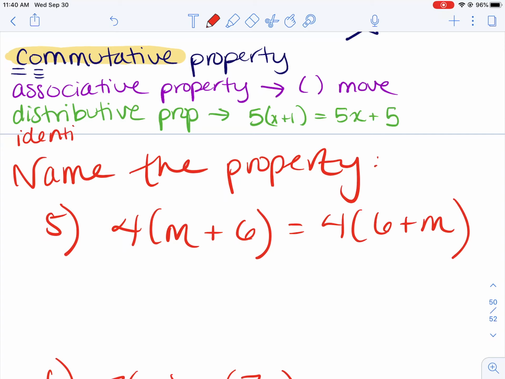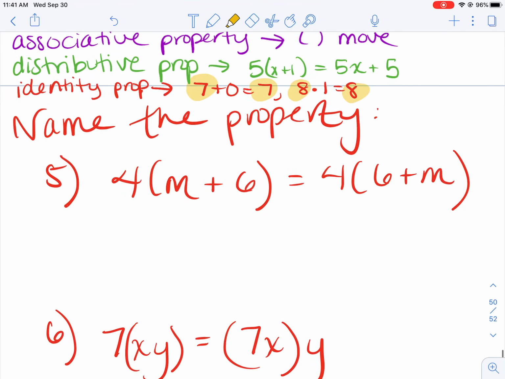Okay, and then we also have some others, like our identity. Our identity properties tell us, for example, if I start with 7 and I add 0 to it, I'm left with 7. If I multiply 8 by 1, I'm left with 8. So the idea of an identity property is you start with 7, perform an operation, you get 7 out. Start with 8, get 8 out.